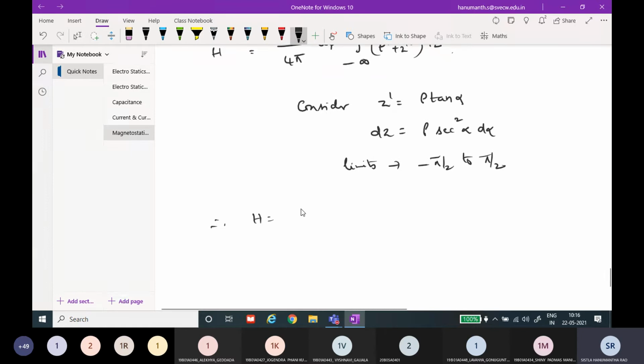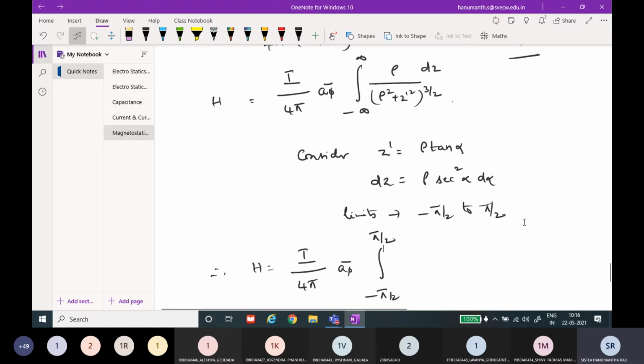Therefore, H is equivalent to I by 4 pi a phi bar, integral from minus pi by 2 to plus pi by 2. Now dz will be rho secant square alpha d alpha. Therefore, I want to write rho square secant square alpha d alpha.